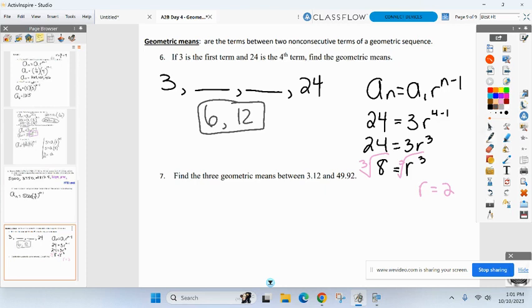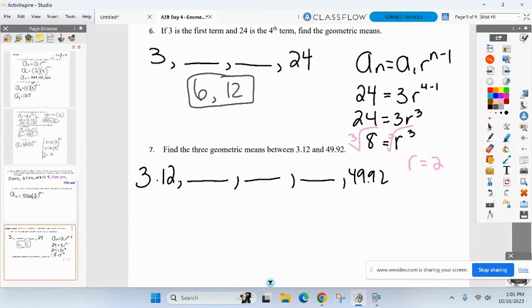All right, I'll do this one too with you because I think something's going to happen again on your calculator. So what are we doing? 3 means between them? What are you plugging in for a_n? 49.92 equals first term 3.12 times r to the, what's my n value here now? 5, everyone, yes? Fifth term? Okay.